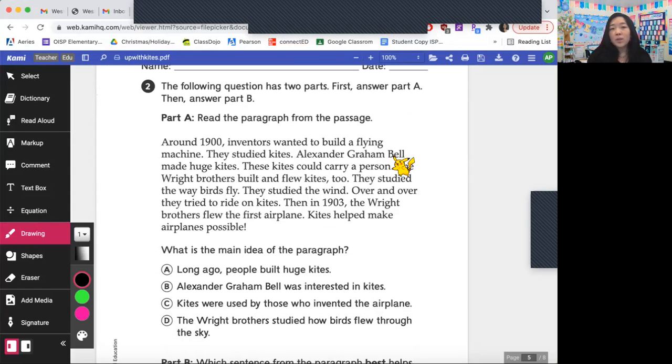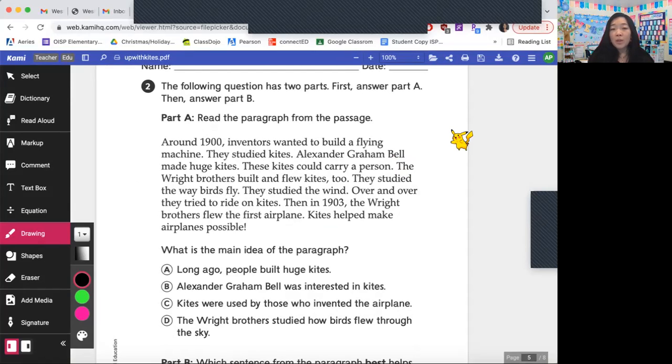All right, question number 2. The following question has 2 parts. First answer part A, then answer part B. Read the paragraph from the passage. Around 1900, investors wanted to build a flying machine. They studied kites. Alexander Graham Bell made huge kites. These kites could carry a person.